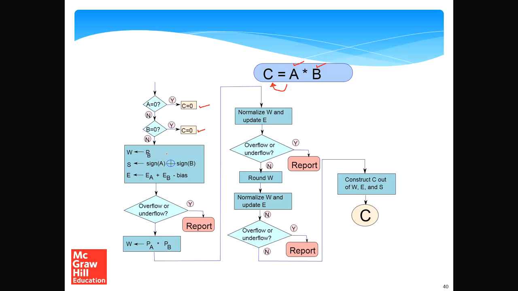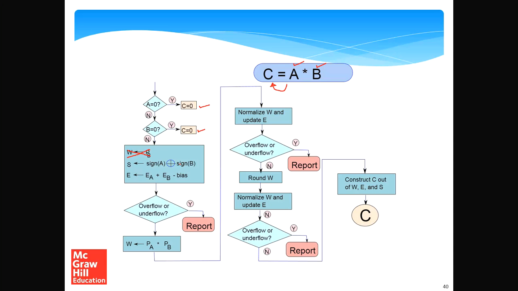So let's see what's the additional work like. So the first thing that we do is we compute the sign of the result. What we essentially do is that we'll compute the sign of the result here, and the sign of the result is an exclusive OR of the signs of A and B.